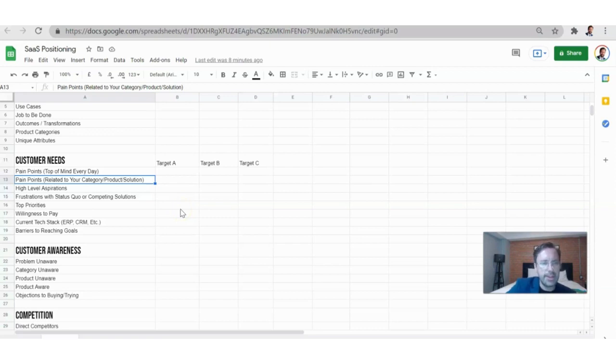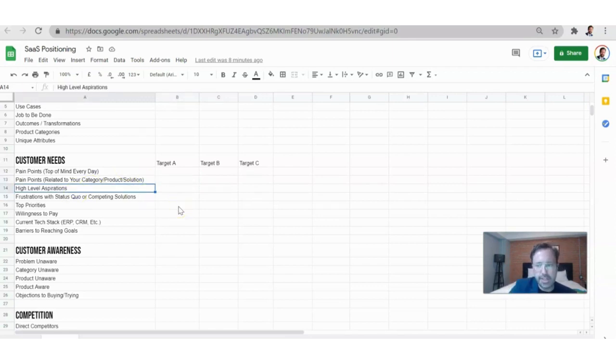Now, the other type of pain points I want you to think about are specifically related to your category, your product, or your solution. So maybe they're sick of other competing solutions that they use and that they don't provide this, or they don't use artificial intelligence, or their predictive analytics is wrong, or the automation's too slow, or the automation's out of sync. Like there could be all sorts of pain points centered around what it is that you're selling.